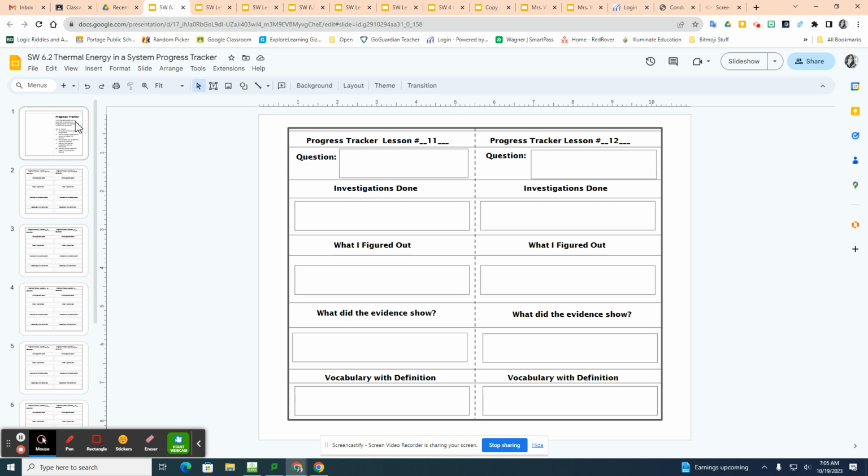Now we're only going to do 1 through 7 because those are the only lessons that we have done so far. We're about 3/4 of the way done with the unit.